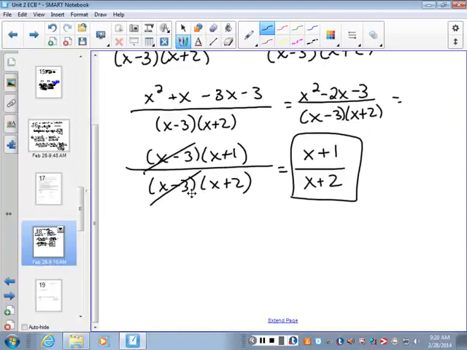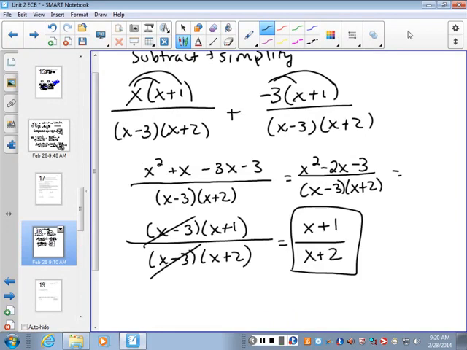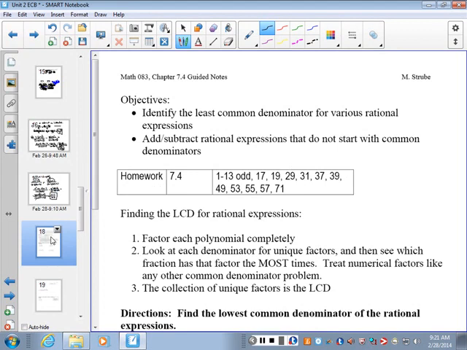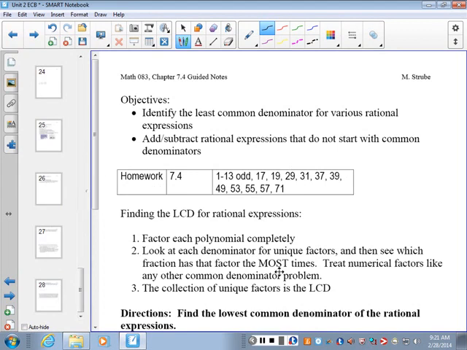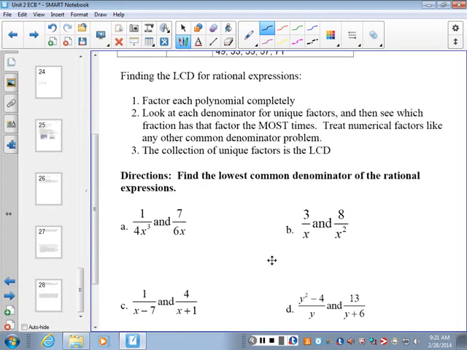What's going to be different today that we didn't do on Wednesday is we will not start with a common denominator anymore. We will not have a common denominator to start, and that's when your problems end up looking something like this. So we're going to have to first find our common denominator, and let's talk about that. This part can be a little confusing at first, but once you see a few of them, it starts to make a little bit more sense.